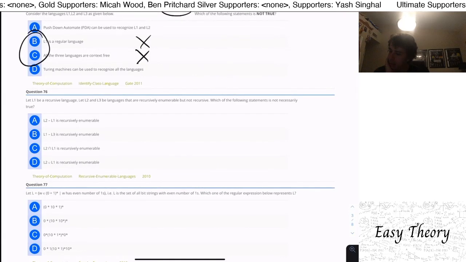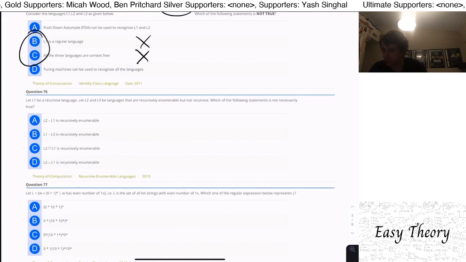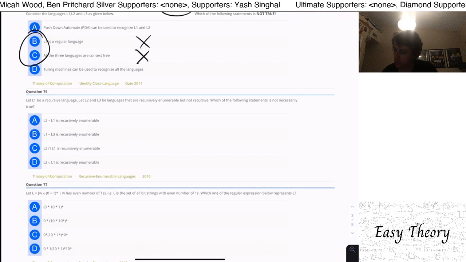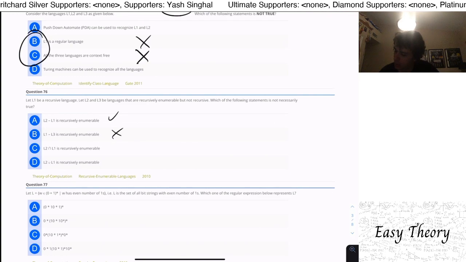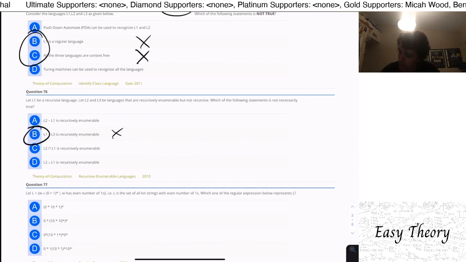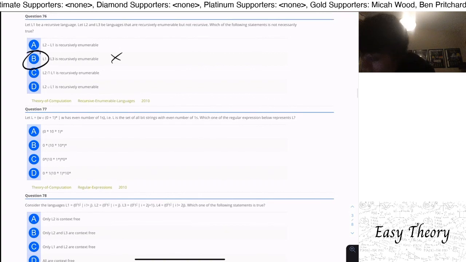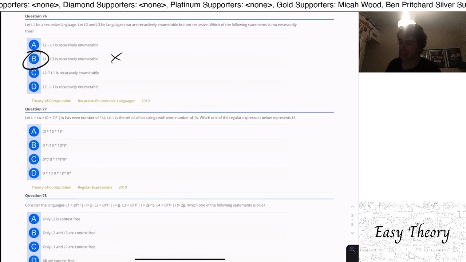Not sure what. Let L1 be recursive. L2 minus L1 is recursively enumerable. Yep. We don't know anything about this. L2 intersection L1 is recursively enumerable, I think. Oh, no, not necessarily true. I gotta read the questions. L2 union, yeah, so it must be B here. Yeah, because we can't like take the complement of such a language L3.